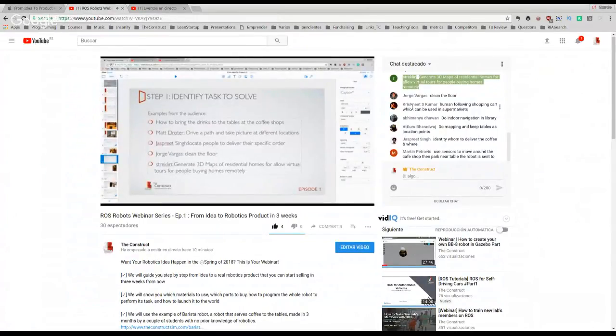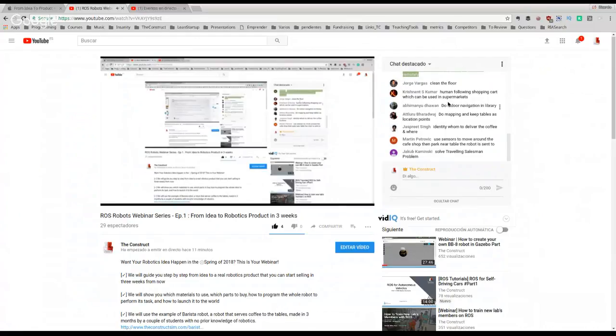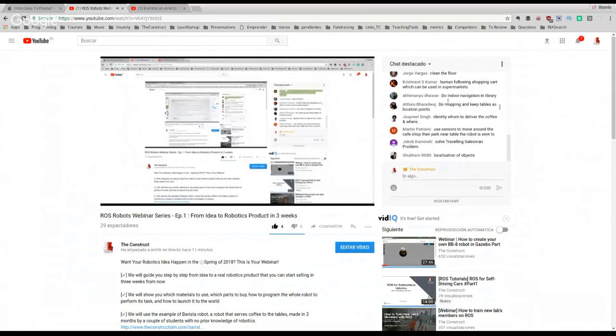Chrisman Kumar says human following shopping cart, which can be used in supermarkets. Okay, yes, to follow, and then you just indicate information. Do indoor navigation in library. You have to indicate for what. Indoor navigation in library for what? Do mapping and keep tables at location points. What is the purpose also, at Tuluru?